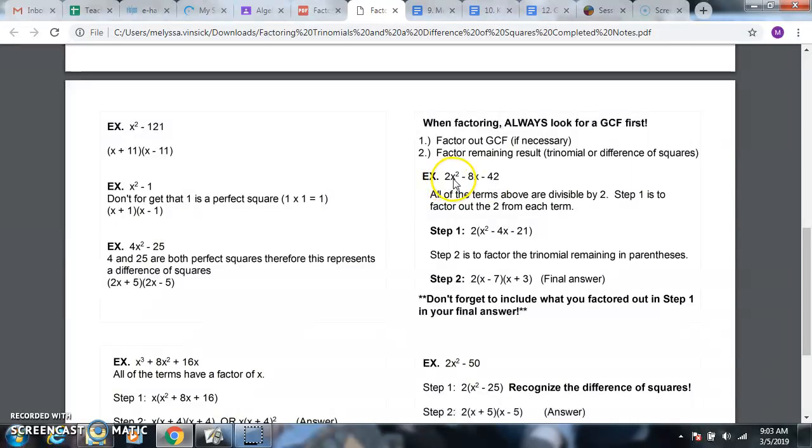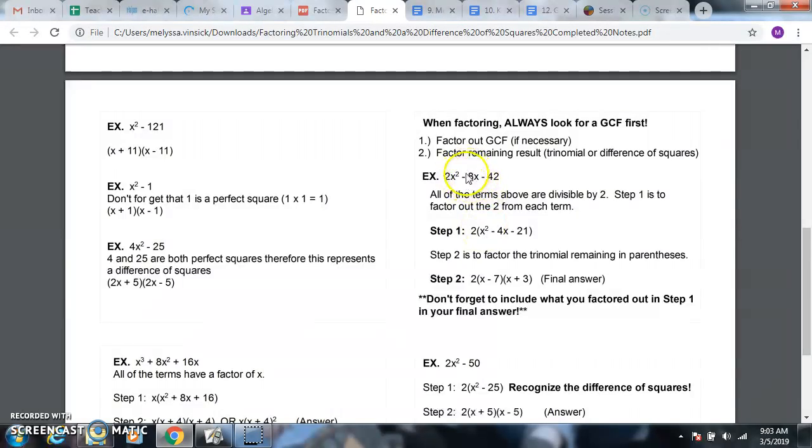I do have x's that are common to my first 2 terms, but I don't have any x's with this last term. It's just my constant, so I cannot attach an x to my GCF, because it was not common to all 3 of the original terms. So I'm just going to pull out a 2 from every one of these terms. Remember that when you're factoring out a GCF, you are dividing it out of each term. So 2x squared divided by 2 is just a 1x squared. 2 divided by 2 is 1.